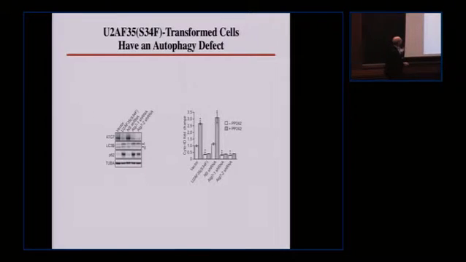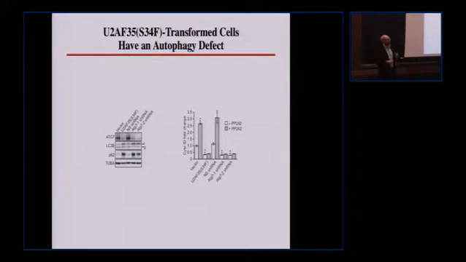This is another assay for autophagy in which we're measuring autophagic flux using a dye called Cyto-ID, and this is parental cells. You could see that we see a loss in autophagic flux when we knock down ATG7 or when we transform cells with U2AF35S34F. So why does loss of autophagy lead to transformation?